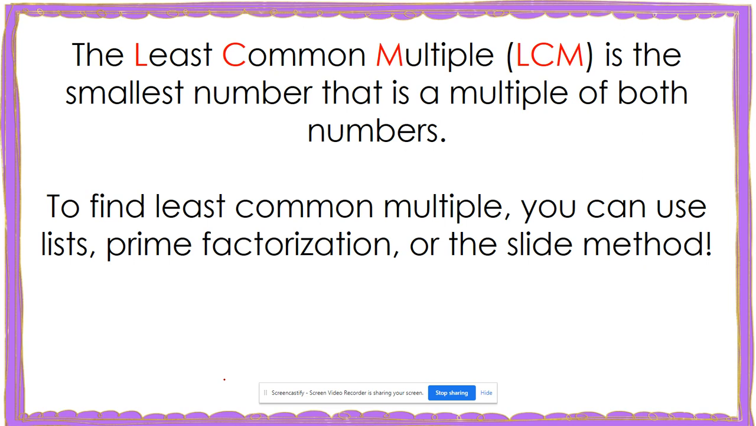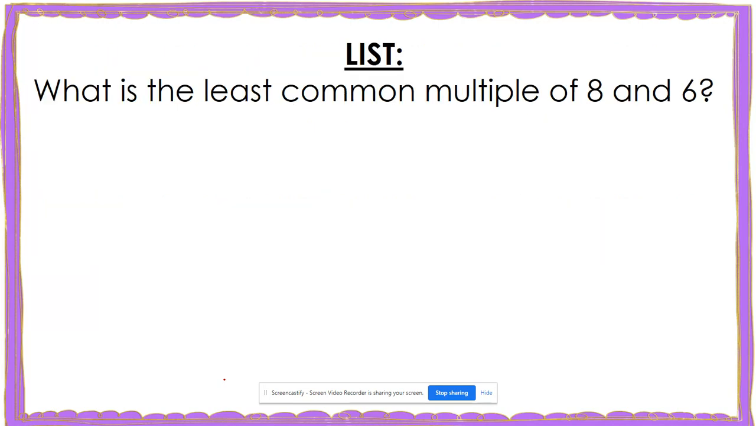The least common multiple, also known as LCM, is the smallest number that is a multiple of two or more numbers. There are a lot of different methods that you can use to find the least common multiple, including making a list, prime factorization, and something called the slide method. So let's look at all of these. Let's start with a list.